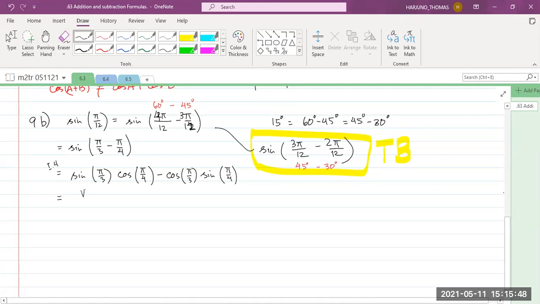Now then, sine pi over 3 is radical 3 over 2, cosine pi over 4 is radical 2 over 2, cosine pi over 3 is 1/2, and this is radical 2 over 2. I get radical 6 over 4 minus radical 2 over 4, that's radical 6 minus radical 2 over 4.